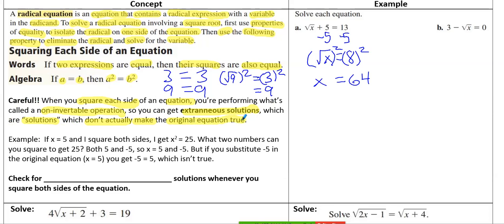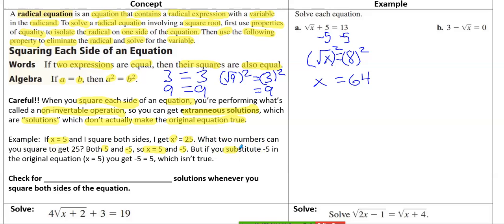What? How can that be? Well, look at this. If x is equal to 5, and I square both sides, I get x squared equals 25, right? So far, so good? What two numbers can you square to get 25? What two different numbers could I substitute in for x? Well, both 5 and negative 5. So x must equal 5, and x must equal negative 5. Because 5 squared is 25, and negative 5 squared is also 25.